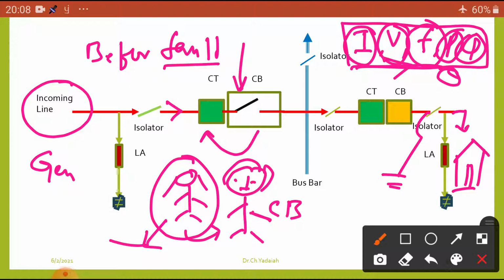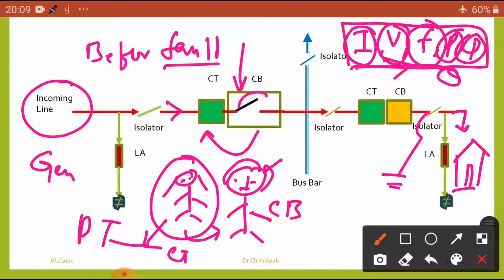That can be identified only by the CT and with the help of the PT. So instrument transformers are the detectives. They observe the characteristics of the system under normal conditions and under abnormal conditions. If the difference is large, they give a signal to the relay system. The relay system will operate our breaker, whether it should be open or closed.